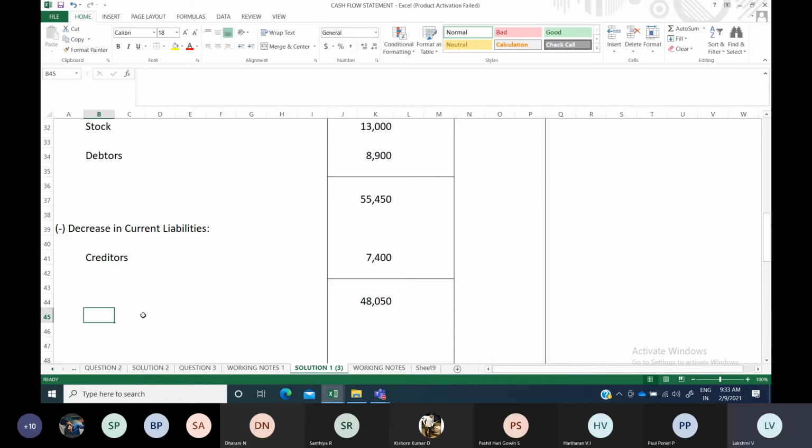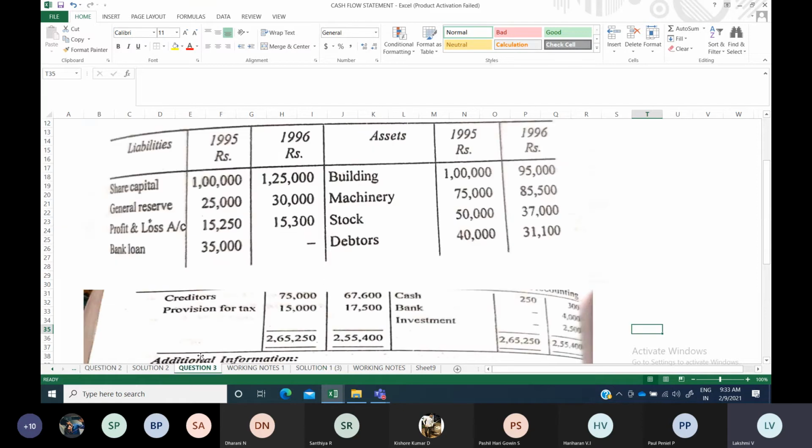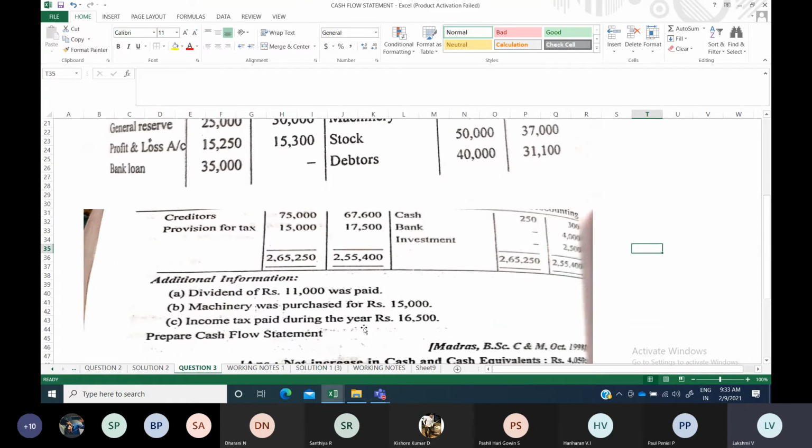Now apart from this, they have paid tax. Okay, so usually in simple problems you don't have provision for taxation, all those things, but here you have provision for taxation, and you have income tax paid for that year, 16,500. Now in preparing your fund flow statement also, applications we will show as outflow of fund. So here also income tax paid we have to show somewhere. Okay, so we have to show them. So you are going to show this income tax paid under operating activities itself.